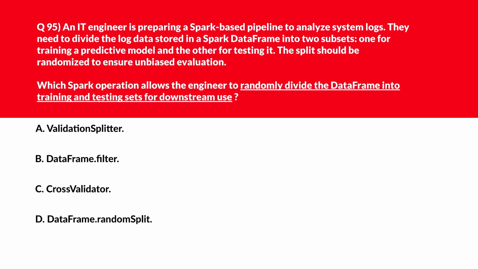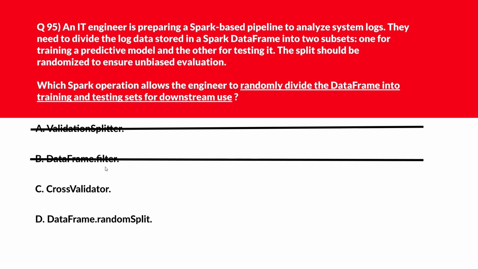All right, now let's look at this question. So this is all about randomly dividing the data frame into training and testing sets for downstream use. Option E says validation splitter. Validation splitter is not used for raw data frame partitioning. Incorrect. We'll move to now option B. B says data frame dot filter. Data frame dot filter applies conditions, not randomized splitting. Wrong answer.